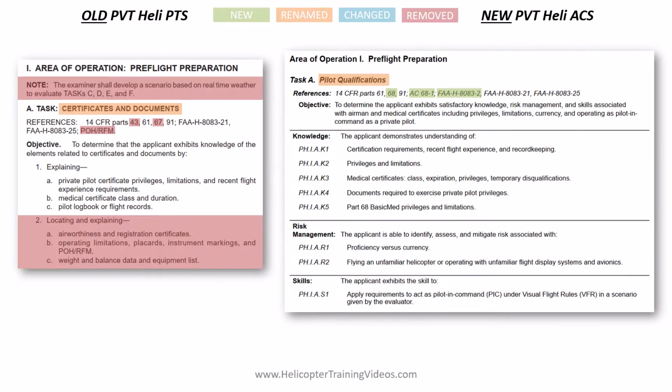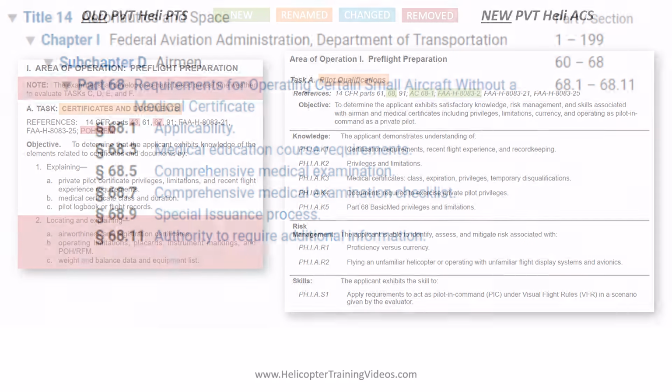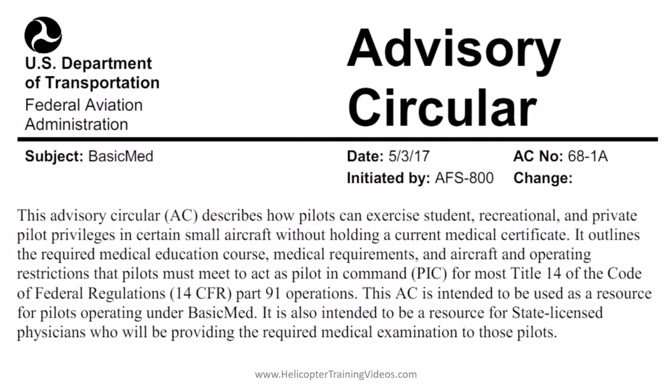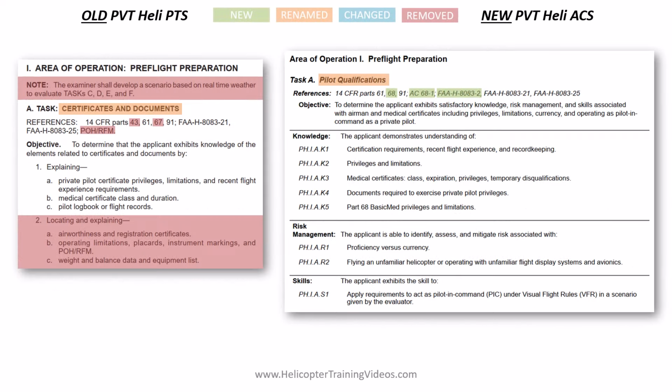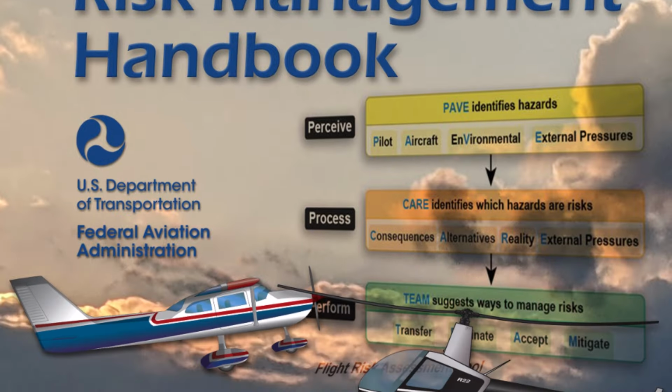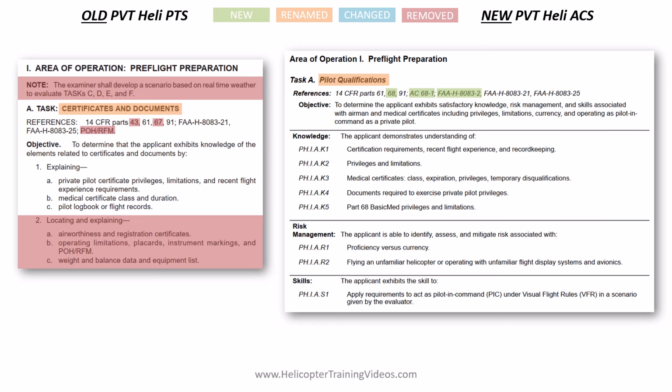In the ACS, they've added some new references, the Part 68, which is the basic med, as well as AC 68-1, which is more on basic med. So if this stuff's new to you, get in there, have a look at those references, make that part of your study list. And you'll also see FAA Handbook 8083-2. This is the risk management handbook, and you're going to find that this now, because all tasks have a risk management section, this reference will be, as far as I can see, in every single task.